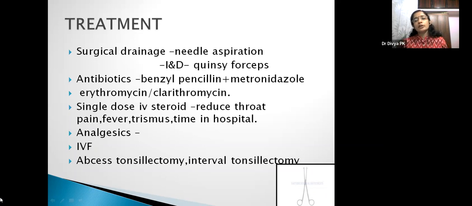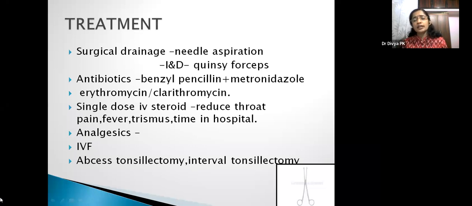A single IV dose of steroid like dexone can help reduce the sore throat, pain and trismus, and reduce the stay in hospital. To relieve the pain, you have to go for an analgesic like diclofenac, mefenamic acid or brufen. To relieve the fever, you can give paracetamol. To prevent dehydration, because the patient cannot swallow, ensure adequate hydration with IV fluids.